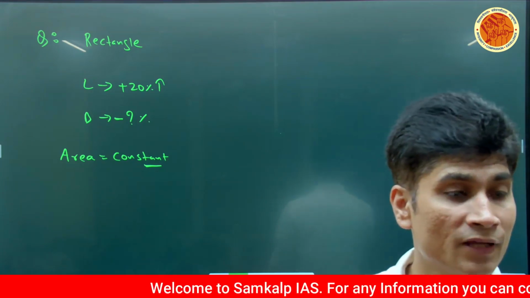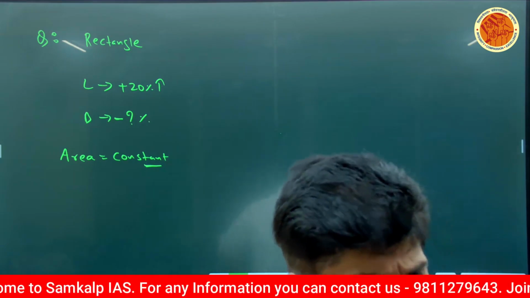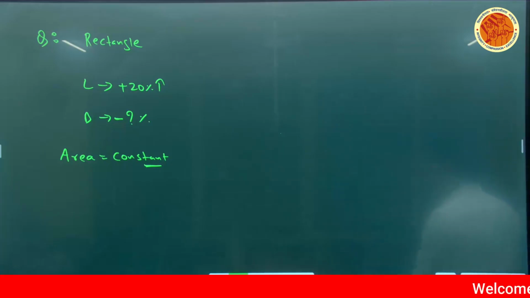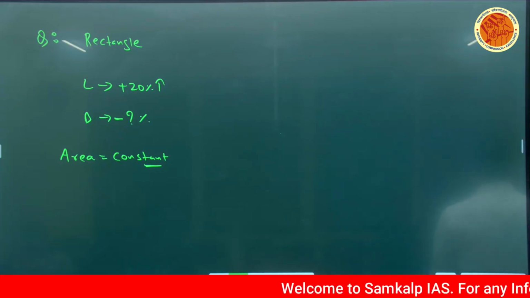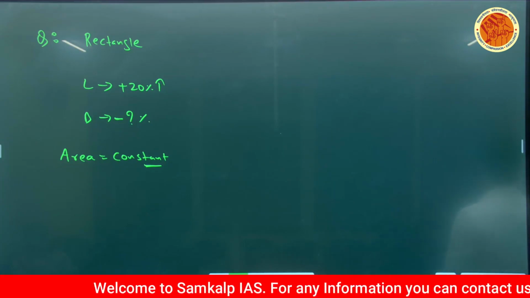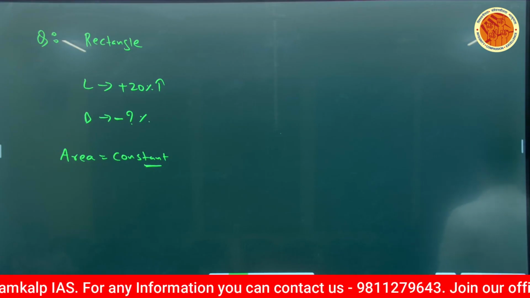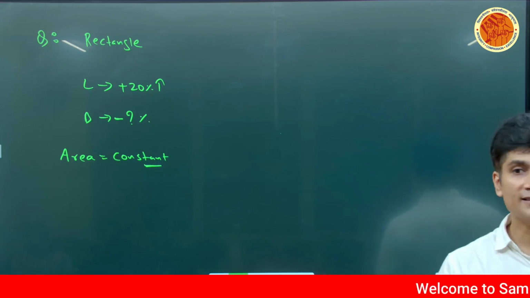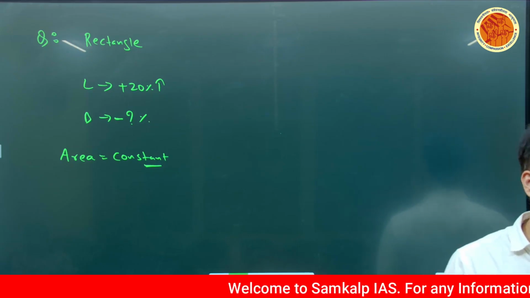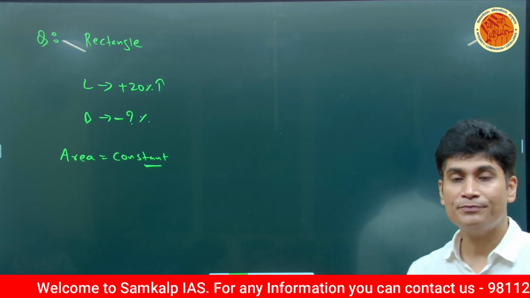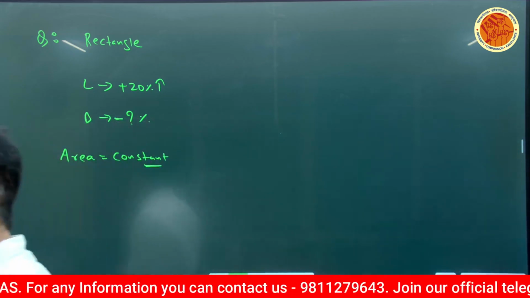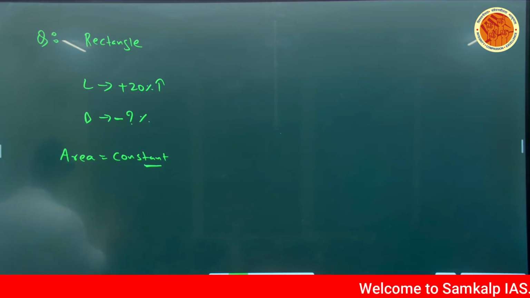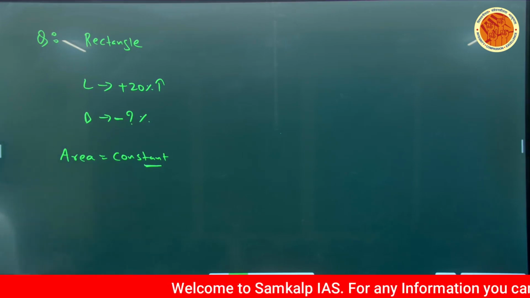Yes? 10%. Sure. Length increases by 20%. So by what percent should breadth decrease so area remains constant? This is the same as we have done in the price consumption example. If price increased by 25%, then consumption got decreased by 20%. Do you remember that? Same, this is the same concept.